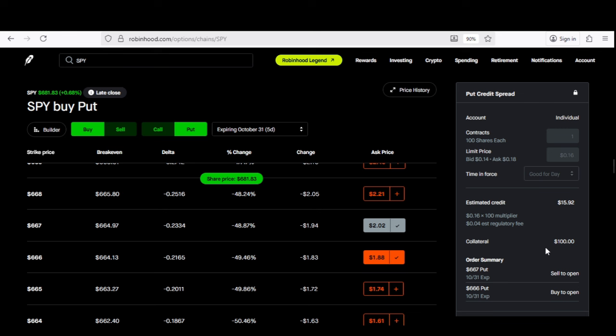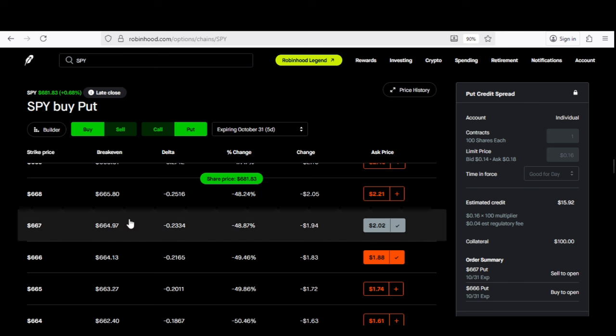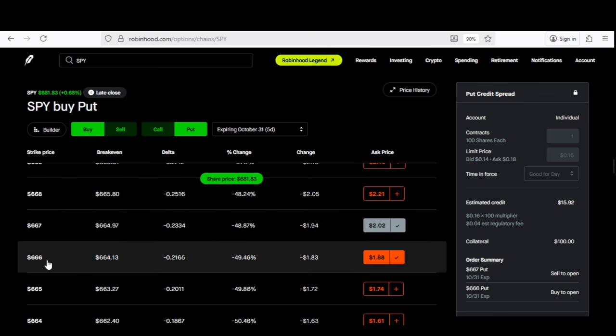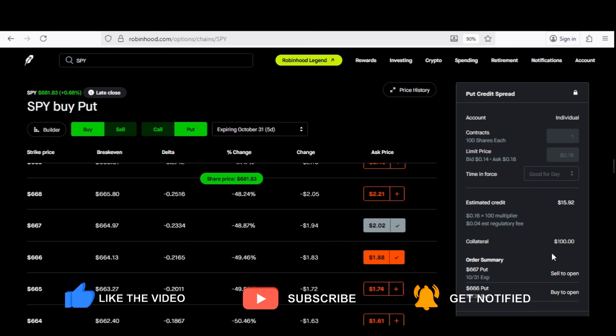Now, how do you come up with the collateral of $100? Well, that's quite simple. Your collateral is always going to be the difference between your spreads. The price of your spreads right here is going to be 667 and 666. The difference between this is going to be $1. Once again, we are dealing with options contracts. So you're going to multiply your $1 by 100, and that's going to give you $100.